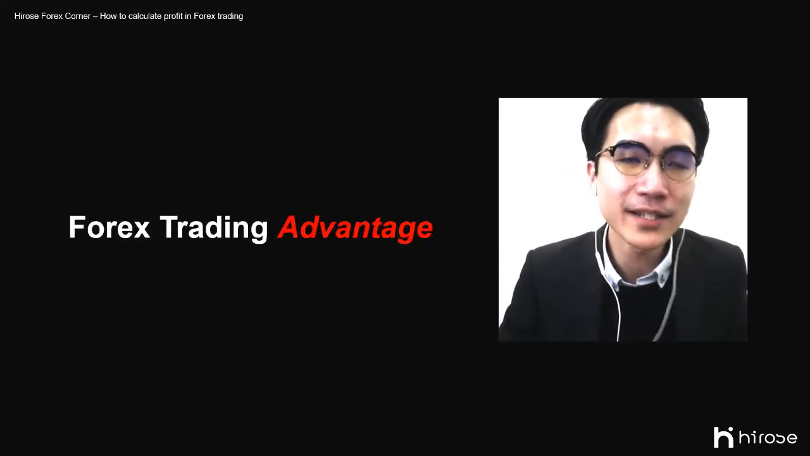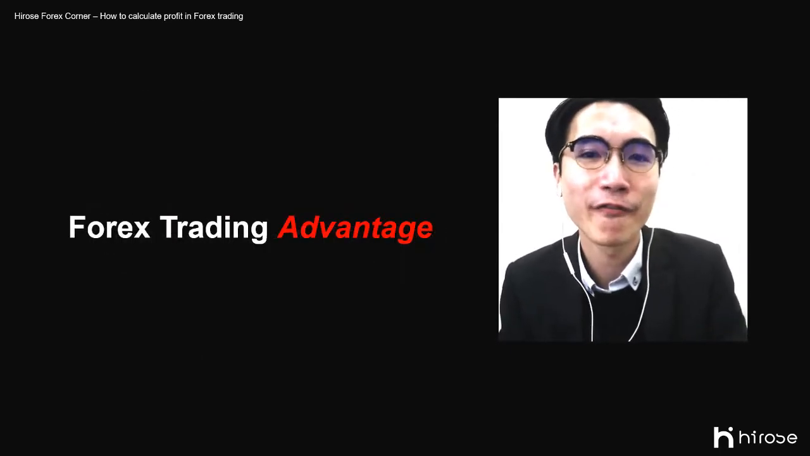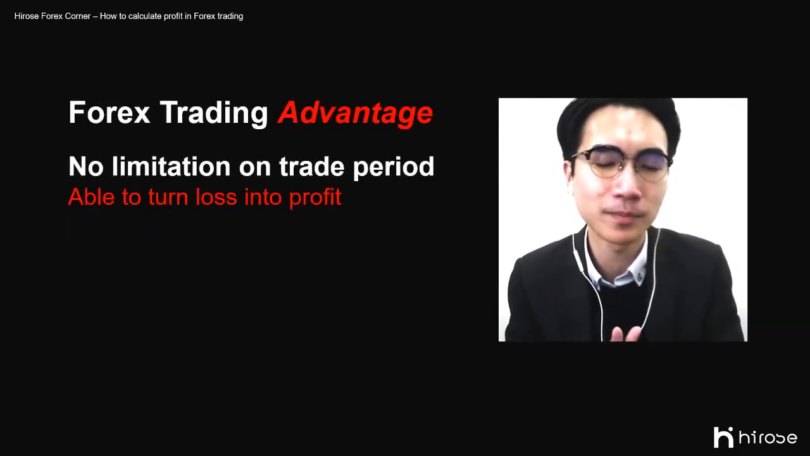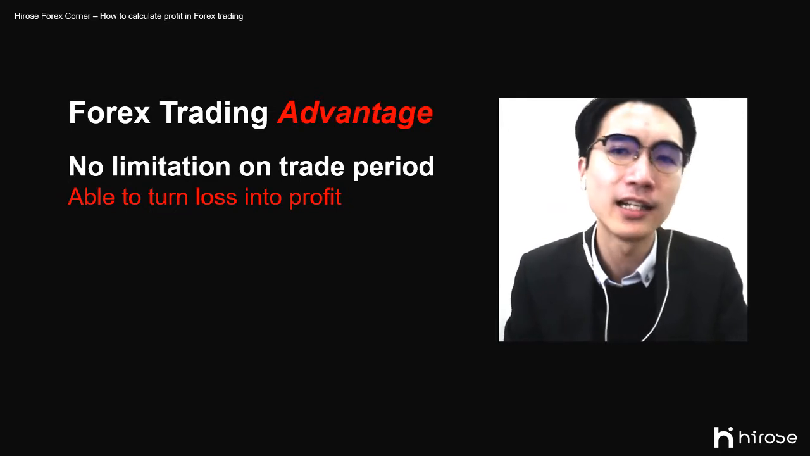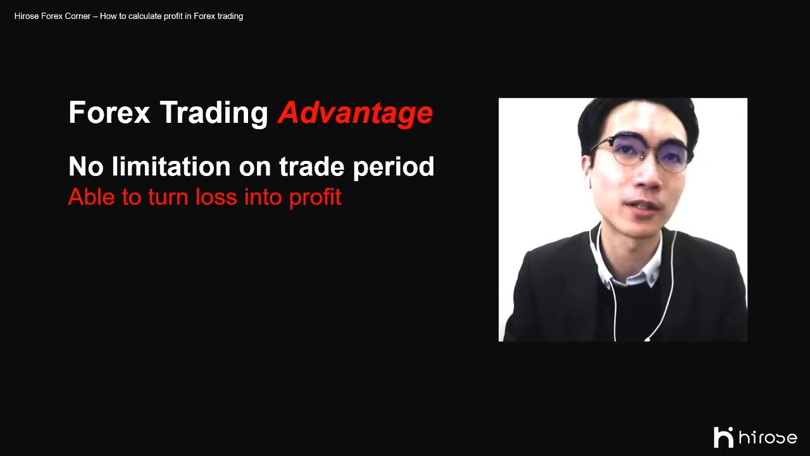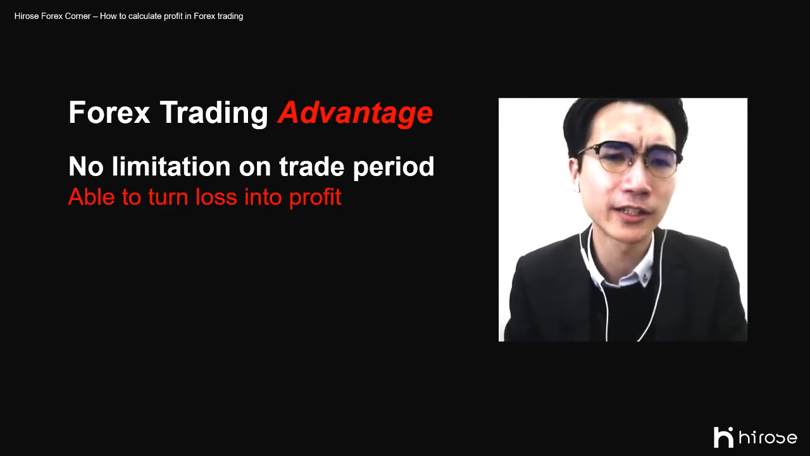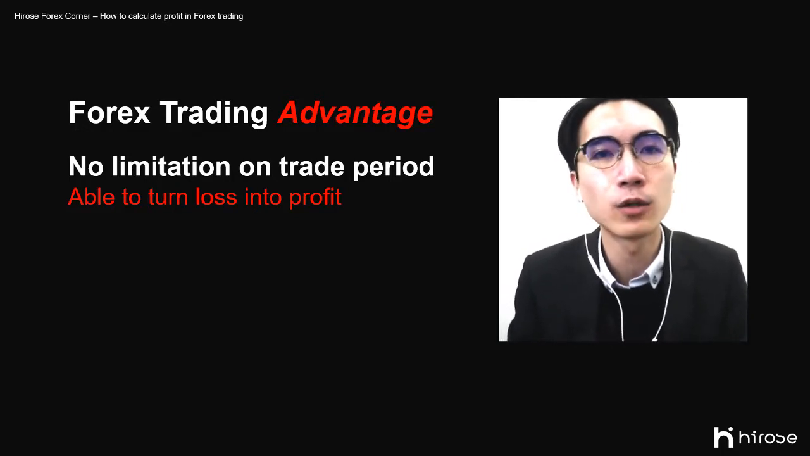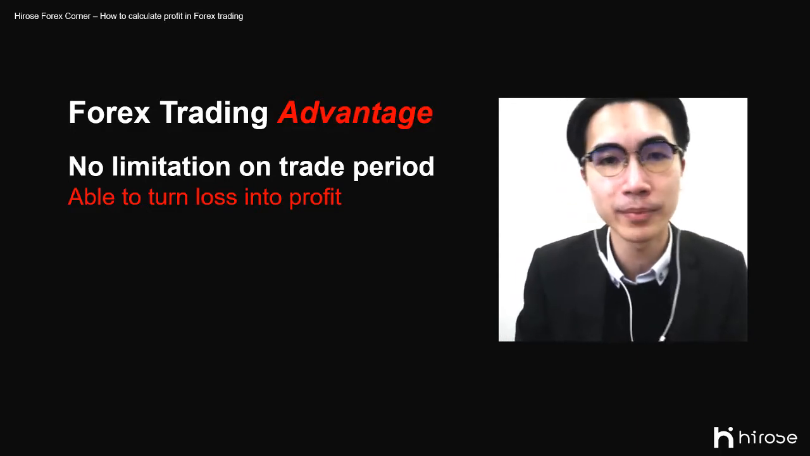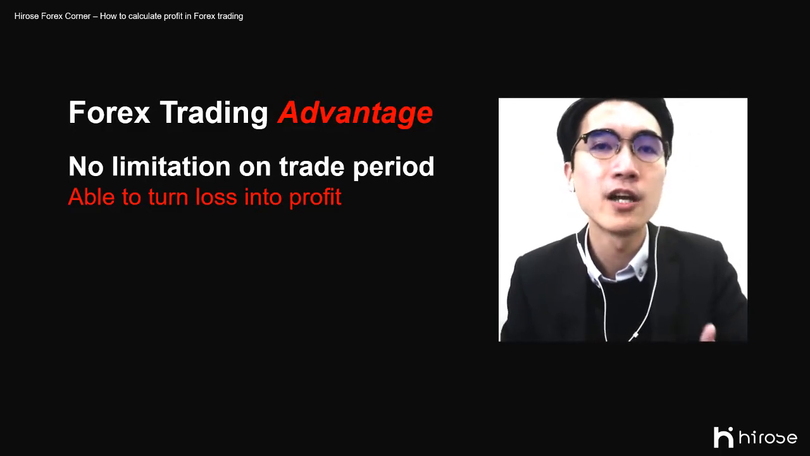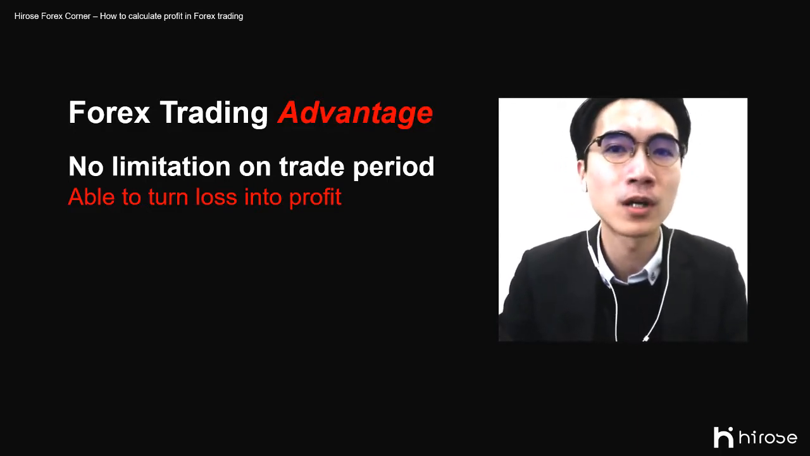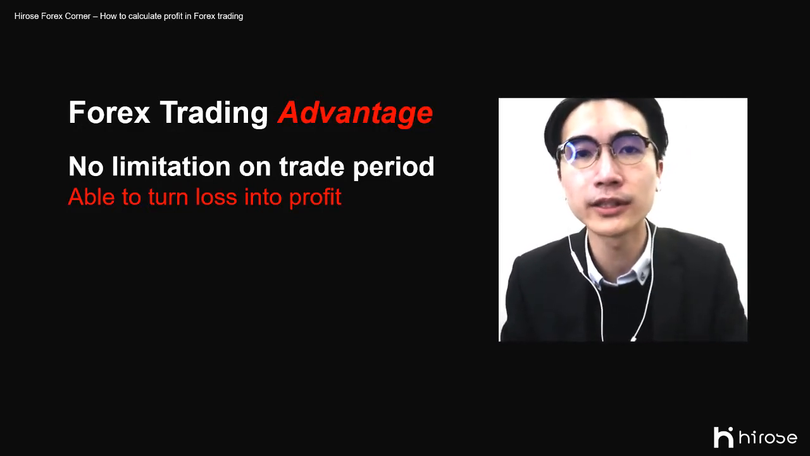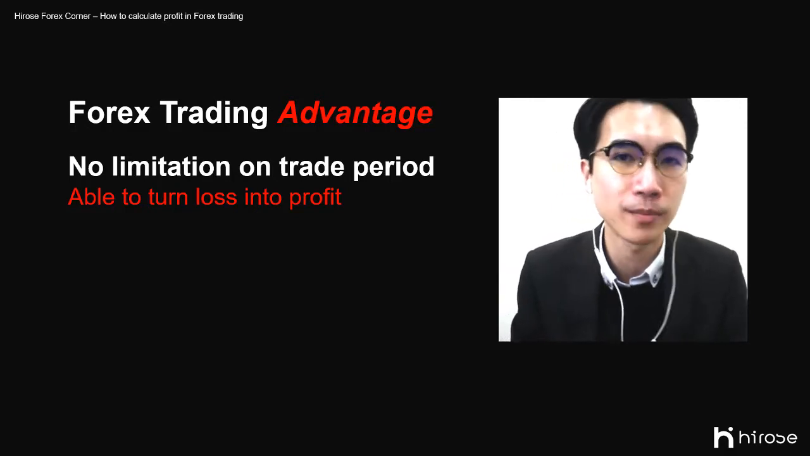Okay, next we will take a look into a few advantages of Forex trading. The biggest difference between forex trading and bond option trading is that you can actually close a trade whenever you want. So there is no limitation on the trade period, so you can hold your position from a few seconds to a few months or even a few years. As long as you want to, there's no limitation on the trade periods.